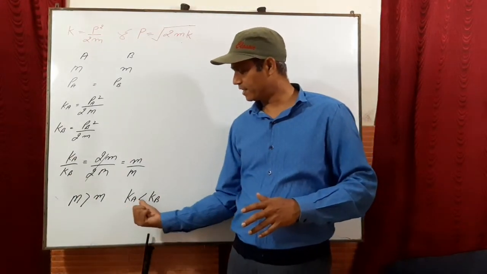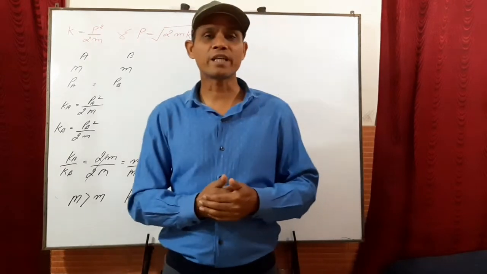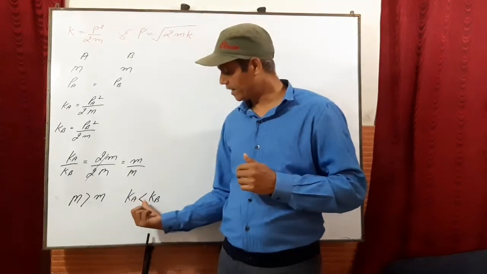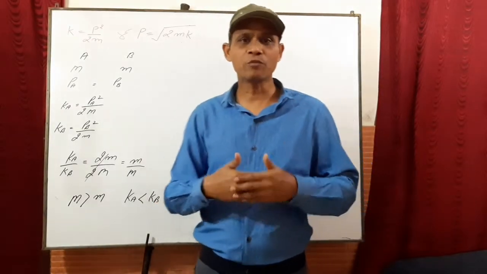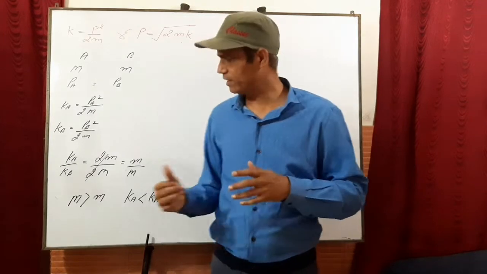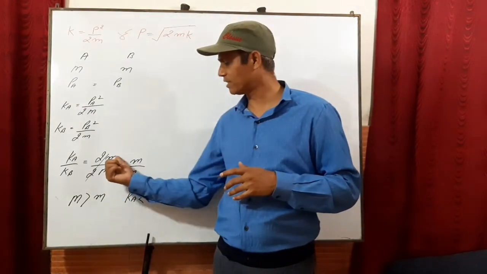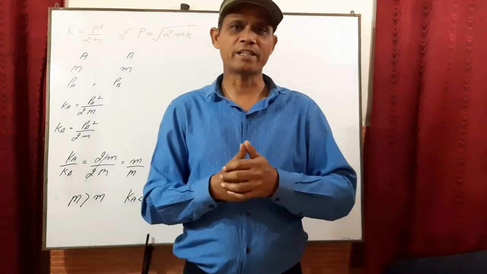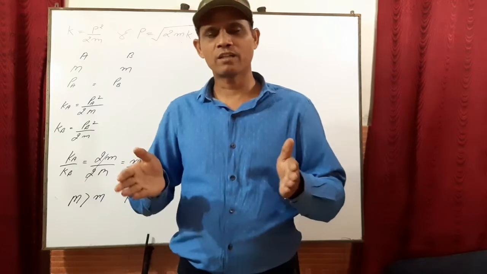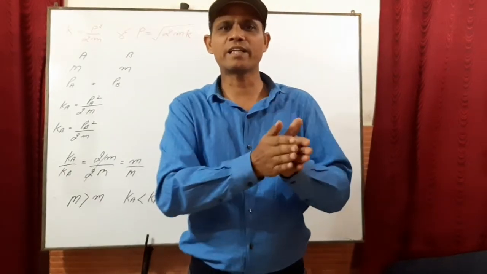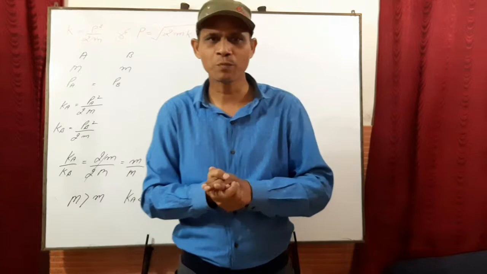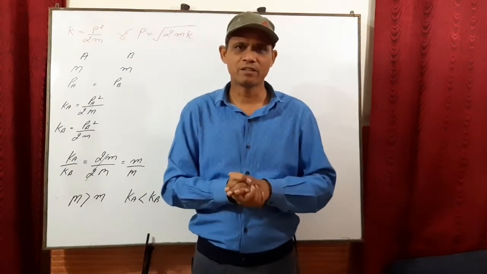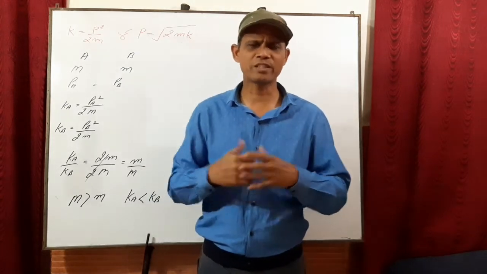Hence Ka is less than Kb, or you can say the kinetic energy of the heavier body is less than the kinetic energy of the lighter body. In this way you can find the ratio as well. If the masses of the two bodies are known to you, you can easily calculate the ratio of the kinetic energy. Sometimes the question is asked like this: one atom of hydrogen is given and another atom of helium is given. If both atoms have the same momentum, which one will have more kinetic energy and what will be the ratio? This type of question can be asked in the examination.